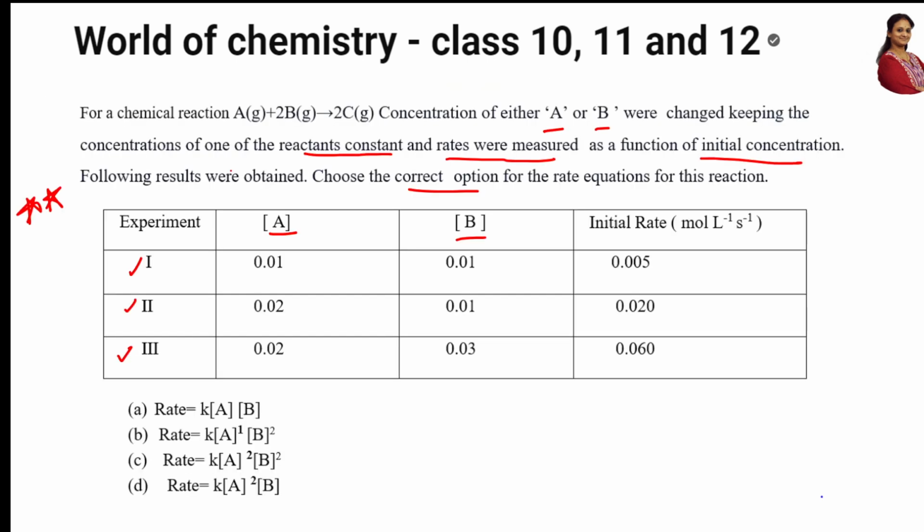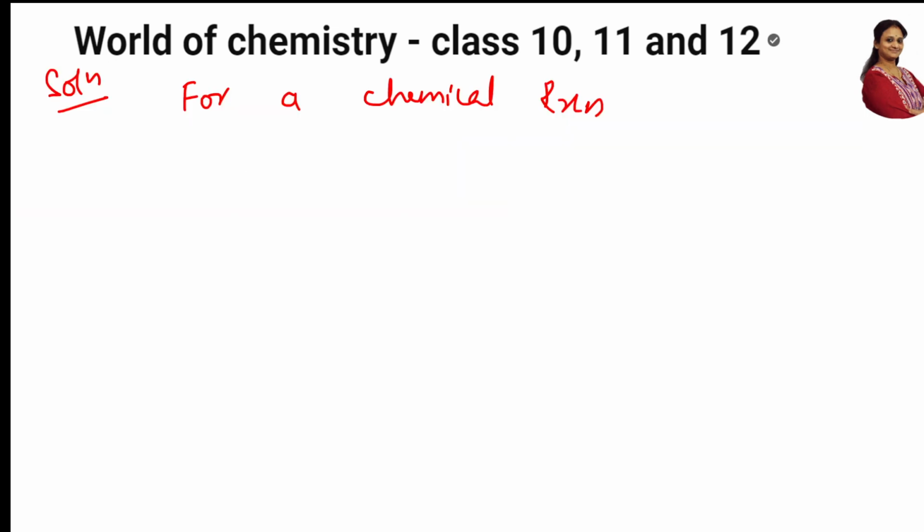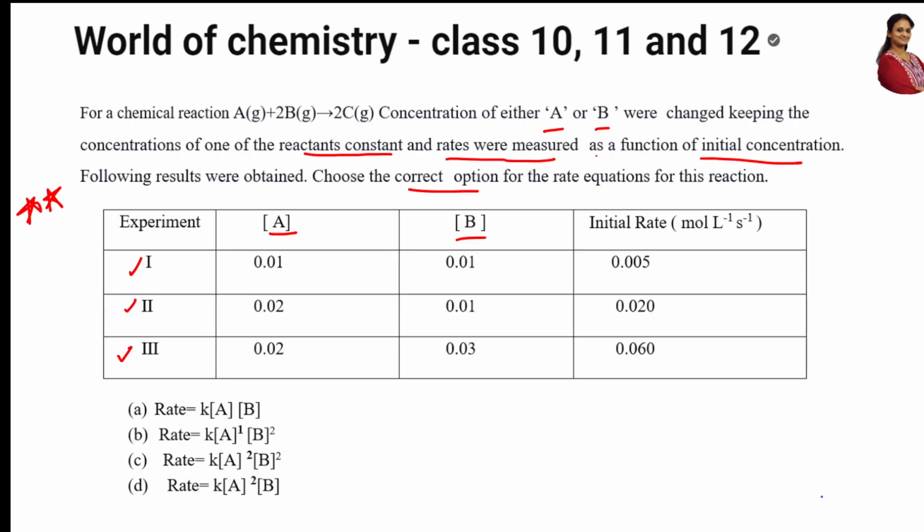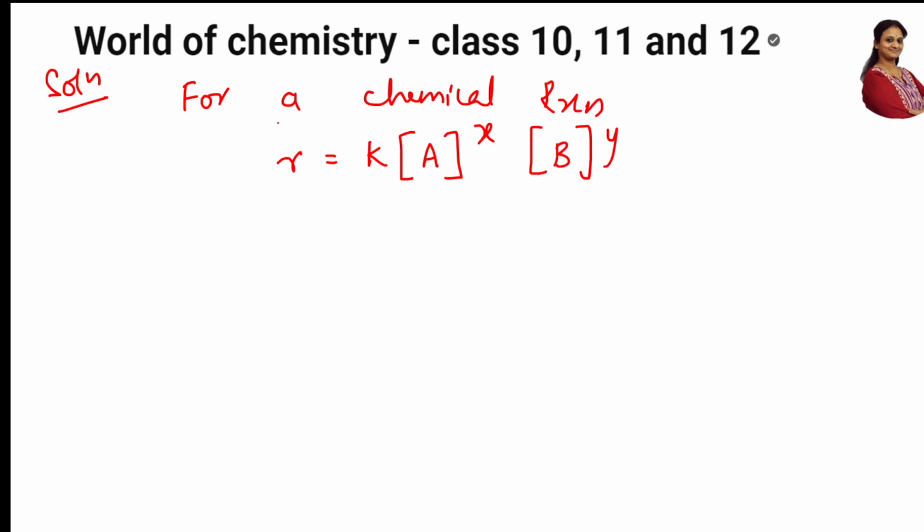See, A plus B giving me C, right? So for a chemical reaction, rate is equal to rate constant K into concentration of A raised to the power of x and concentration of B raised to the power of y. Now, why did I take this? See, only two reactants are there, A and B. That's why I have written those two.